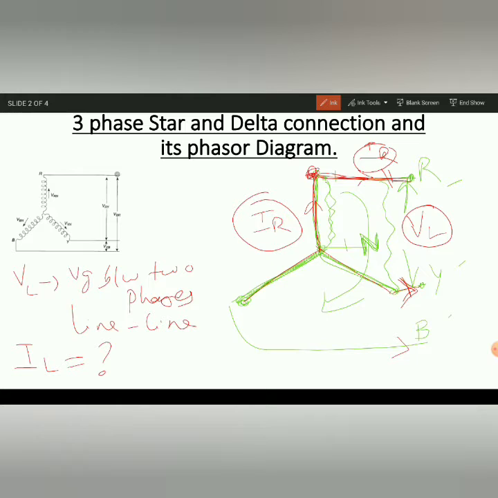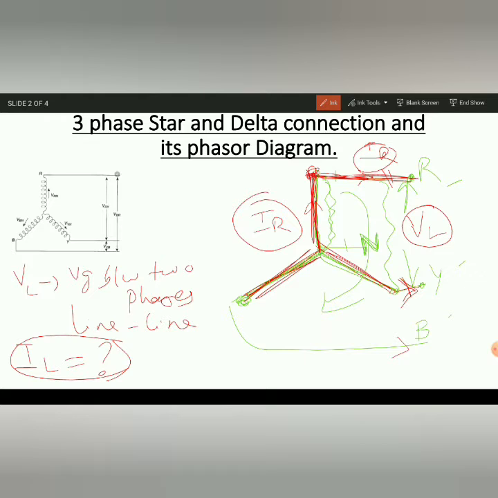Just to understand the concept, you can simply assume it like this. This is the phase, this is only the phase, so the current flowing in this particular region you can call a phase current. After that, whatever is coming here, you can consider it a line current. Okay, so what is line current? Whatever current is flowing outside of the phase can be considered a line current.